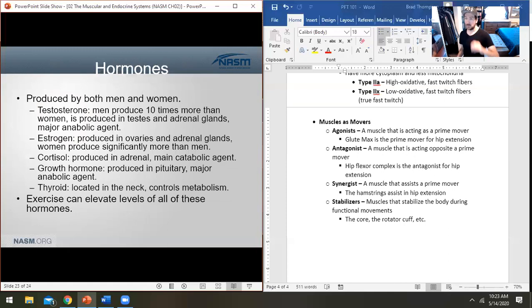So obviously we have hormones that are produced by both men and women, right? Men are going to produce a lot more testosterone. Women are going to produce a little bit more estrogen. Cortisol is another one that we both generate. Cortisol is a stress hormone that is part of your adrenal glands. This is the one that we're always trying to avoid.